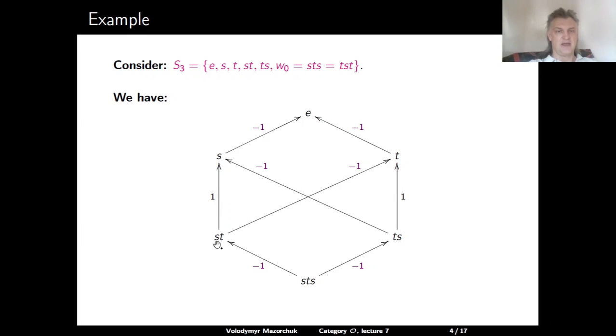square, then we have ST to S to E has the sign -1, while ST to T to S has the sign -1 times -1 is 1. And we can check that each square in this picture contains exactly one or three -1s. So the product of the numbers over all edges of the square is -1.